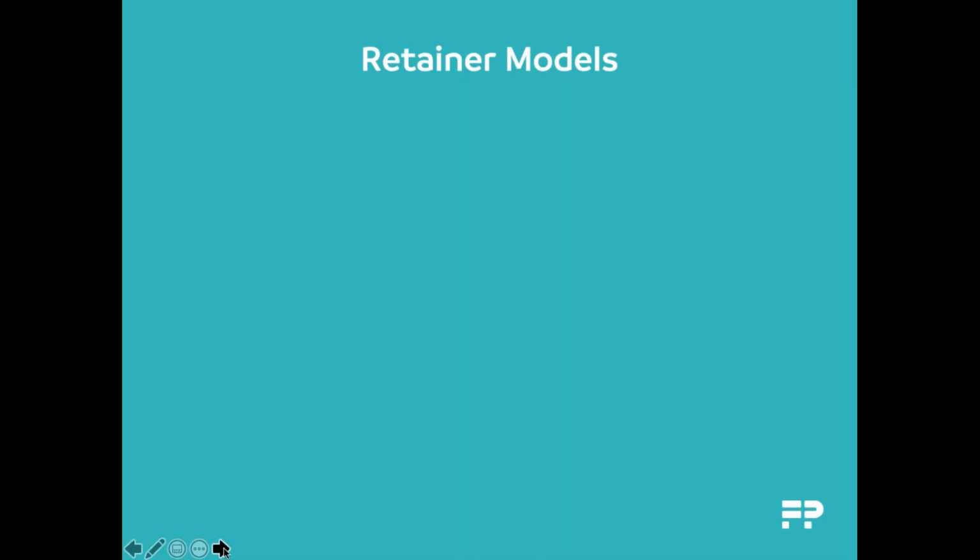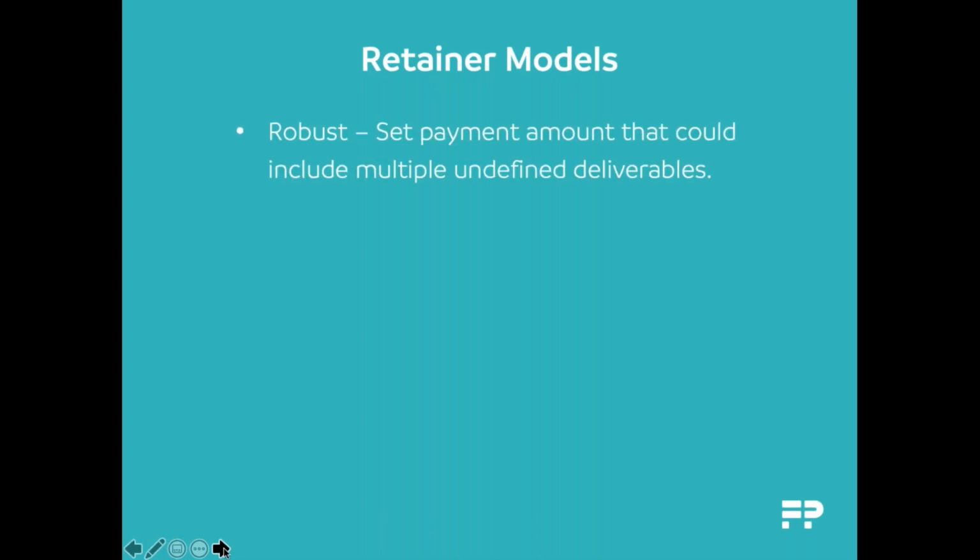So the different types of retainer models that we have, of course, is robust, which is probably the biggest one that we really work with a lot of agencies on to set them up properly. There's usually quite a few questions around it. So robust would be a set payment amount that could include multiple undefined deliverables. Something that I always use to explain this, and again, we're going to get into some examples, so don't worry if maybe you're more of a visual learner.